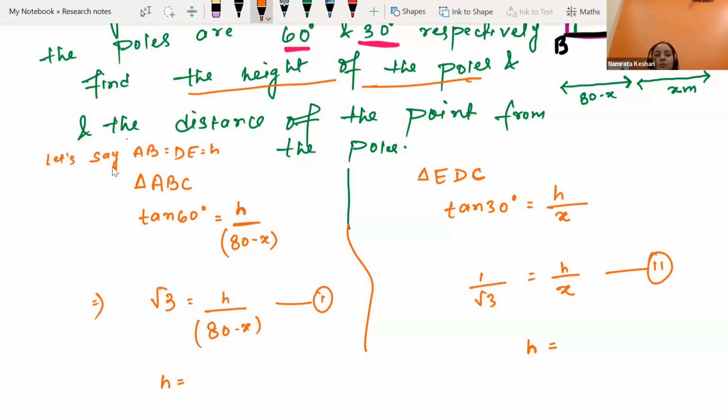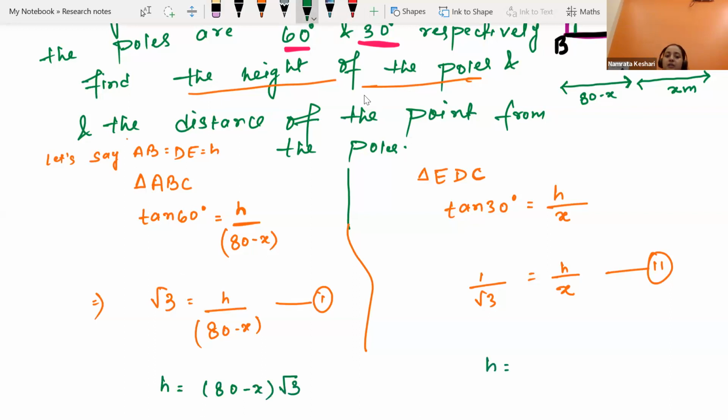Ma'am, I did not do it like this. How did you do it, Aisha? First, I took the value of tan 30 and got my answer as root 3 x. Then for tan 60, I got h is equal to 80 minus x root 3, and then I equated both with an equal sign. Yes, we can equate both. Basically, we are doing the same thing.